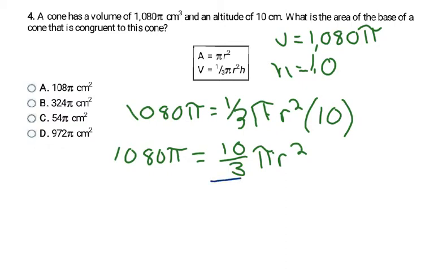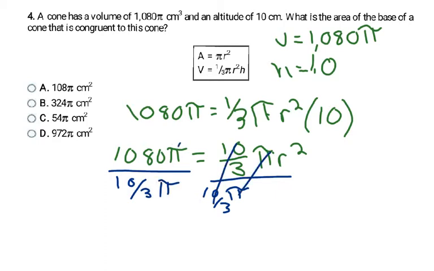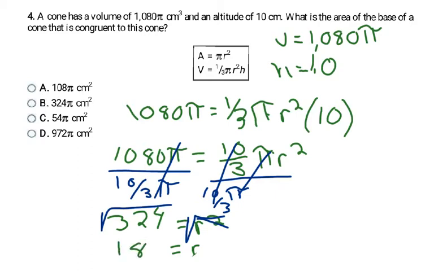Now pi is just a number. So I'm just going to divide both sides by 10/3 pi. And here these all cancel out. And here the pi's cancel out. And when I take 1,080 divided by 10/3, that leaves me with 324 equals radius squared. And to undo a squared, I take the square root of both sides because squaring and square roots are opposite, so those symbols will cancel. And that'll leave me just with r, and then the square root of 324 is 18. So now I finally know my radius.